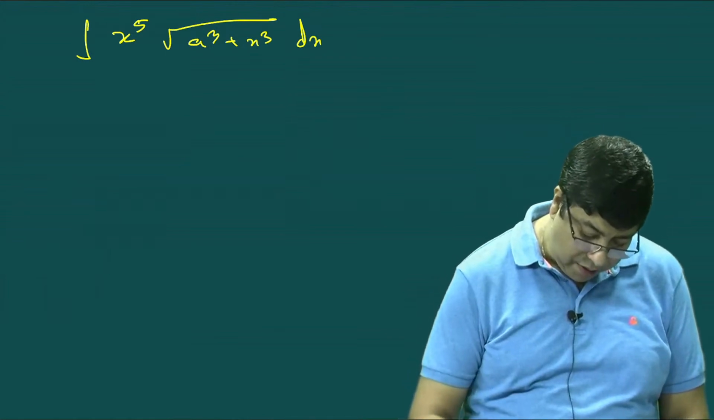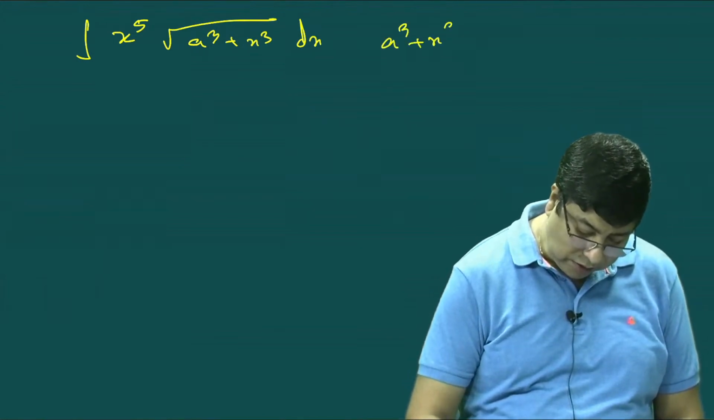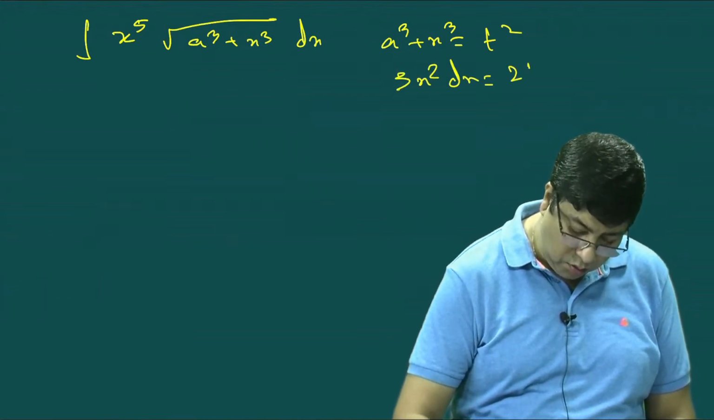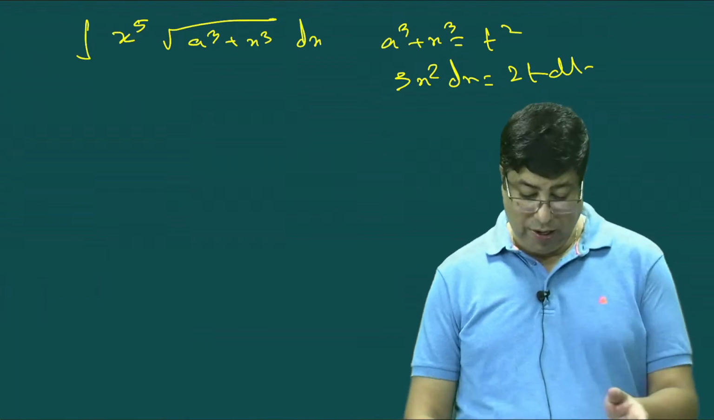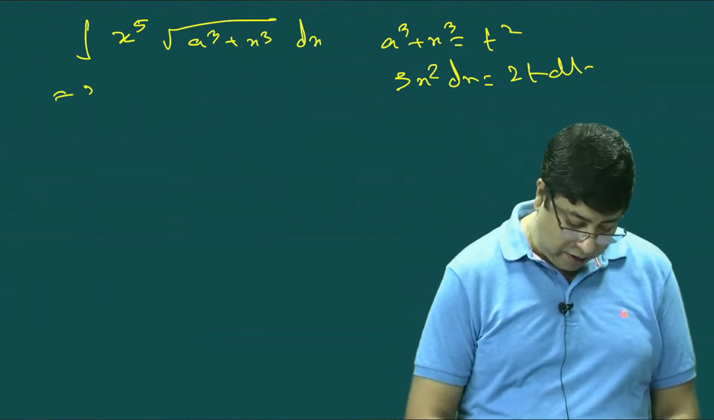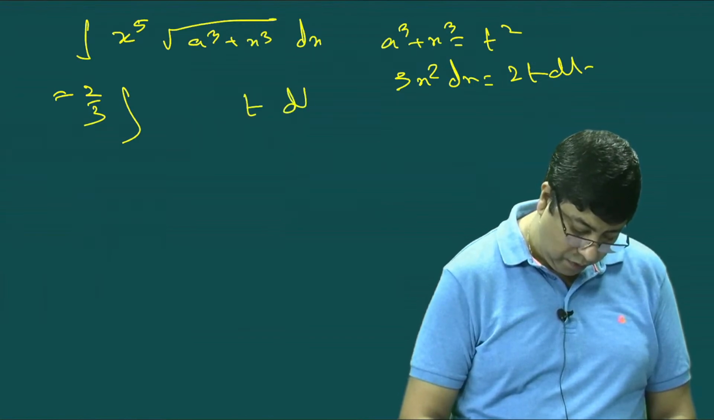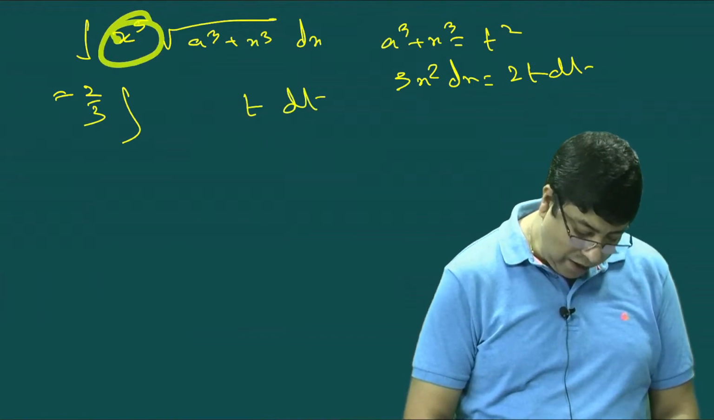So what will we do here, everyone? a cube plus x cube equal to t square. So 3x square dx equal to 2t dt. So x square dx equal to 2/3 t dt. So we can write this as 2/3 t dt, and one x square is removed.